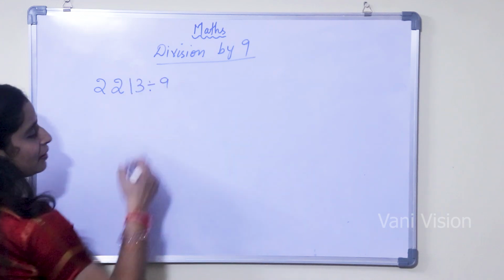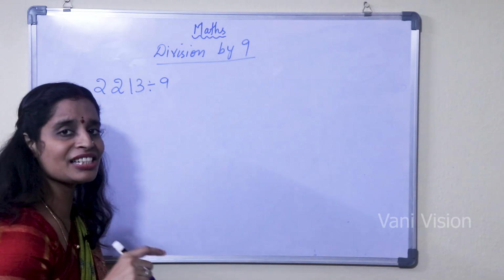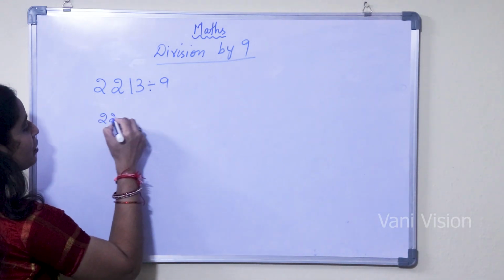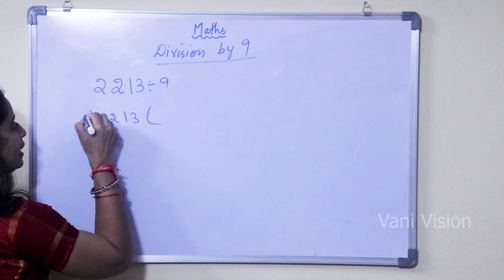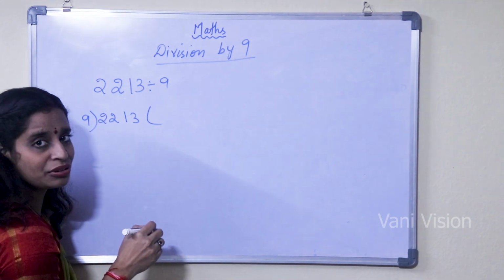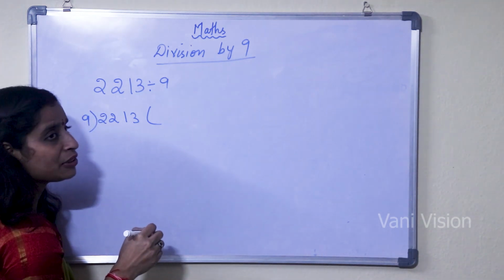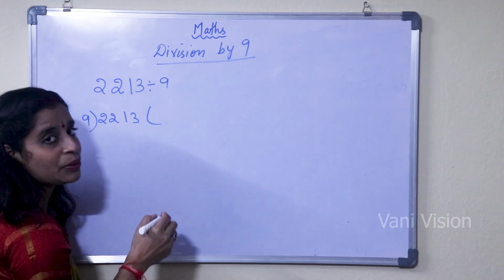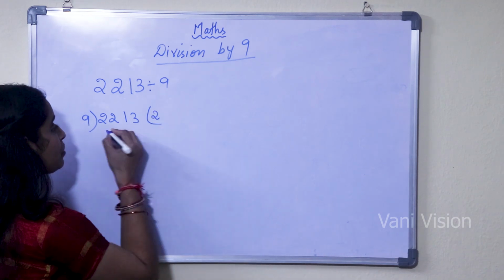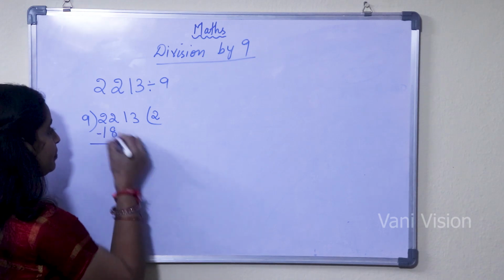2213 divided by 9. First, we are going to do it in the general way. Okay? 2213 divided by 9. So, I should know the 9 table, right? 9 ones are 9, 9 twos are 18, 9 threes are 27. So I should take 9 twos are 18.